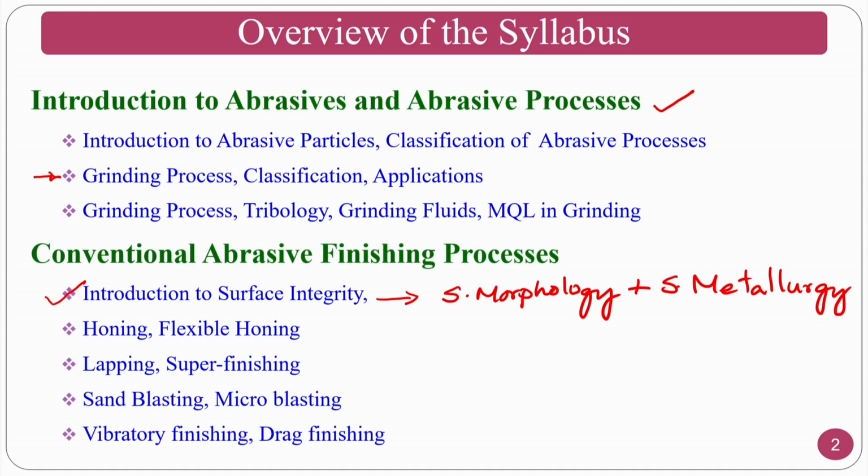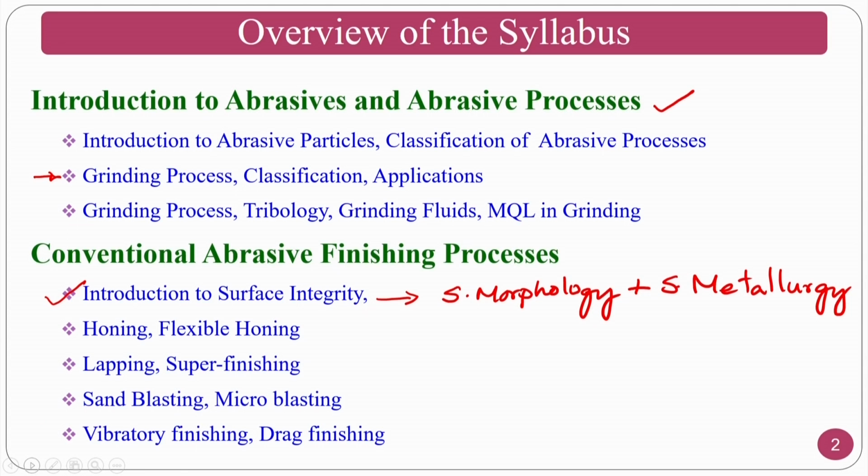Then we went to the honing process, and another variant of this is the flexible honing process, where you have spheres attached to a wire, and how flexibility can be incorporated in a honing stick, that we have seen. Then we moved on to the lapping process and super finishing, sandblasting and microblasting, vibratory finishing and drag finishing.